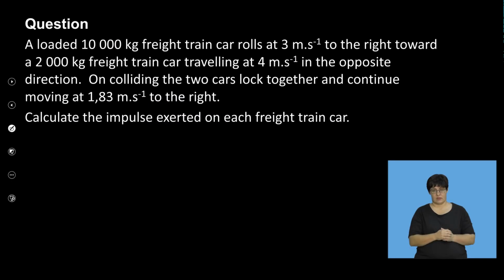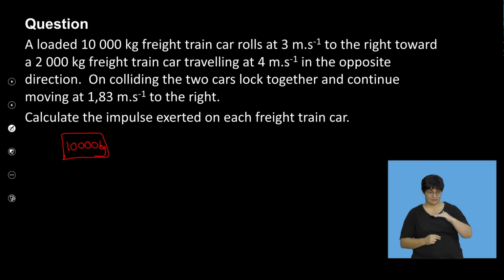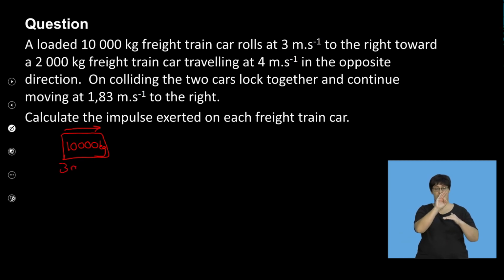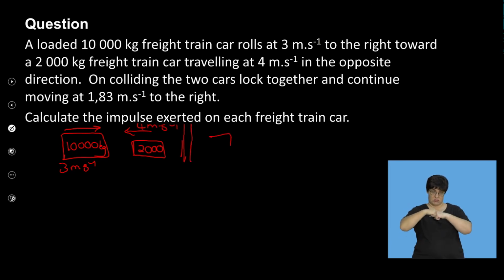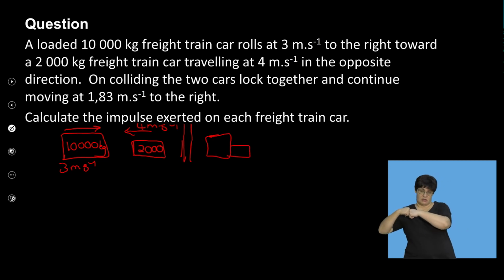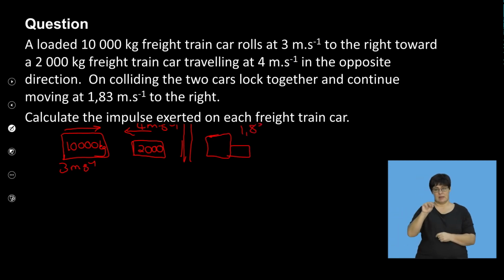Let's start with the first part. We have our 10,000 kilogram freight train car, which is going at 3 meters per second to the right. Then we have our little 2,000 one, which is going at 4 meters per second to the left. They collide, and afterwards they're one object, and they're going at 1,83 meters per second.